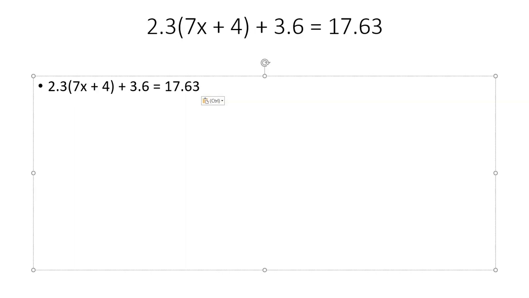So I'm going to go ahead and start with distributing times it here and times it there. I'm not going to times it over to the 3 because the 3 is not part of the parentheses. So the first thing I do is I do 2.3 times 7, and that gives me 16.1x, of course, plus 4 times 2.3 is 9.2. That 3.6 is just hanging out. We'll just leave it hanging out.